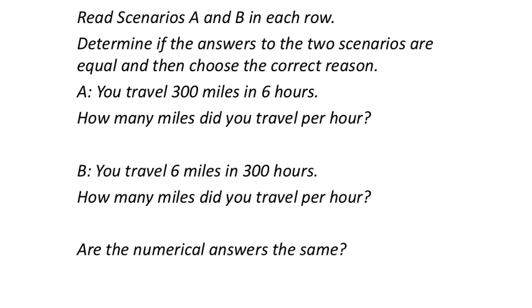So read scenarios A and B in each row, determine if the answers to the two scenarios are equal, and then choose the correct answer. Fair enough. A, you travel 300 miles in 6 hours. How many miles did you travel per hour? Okay. So this would be, the per right there indicates division, by the way. It's talking about miles first, and it's saying you went 300 miles in the 6 hours. So it'd be 300 divided by 6, which we can do with long division.